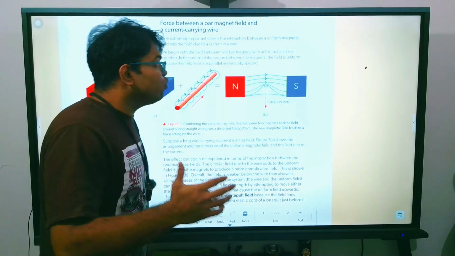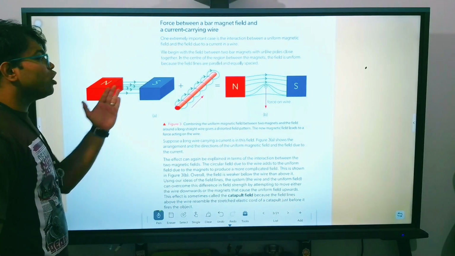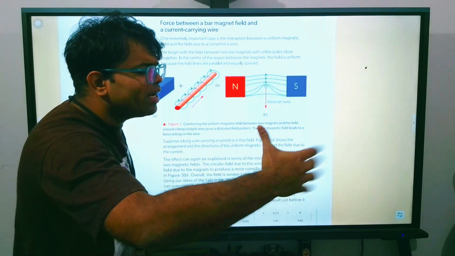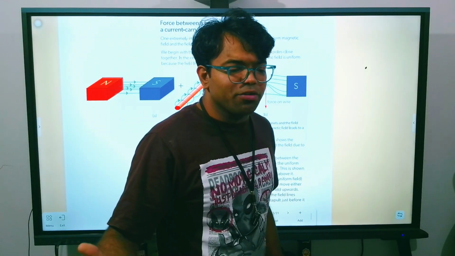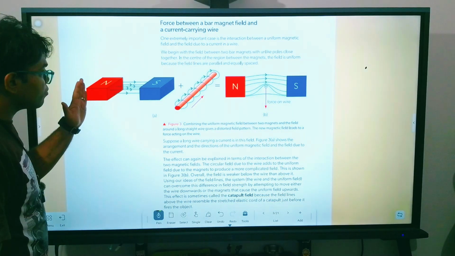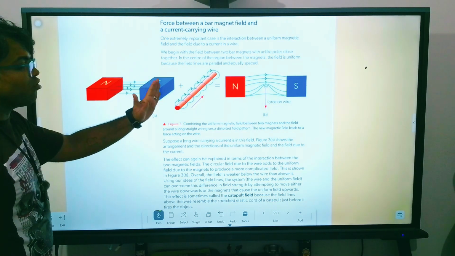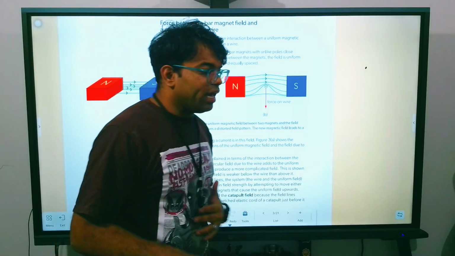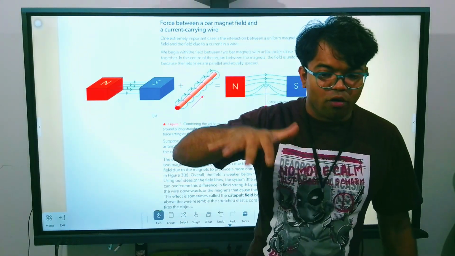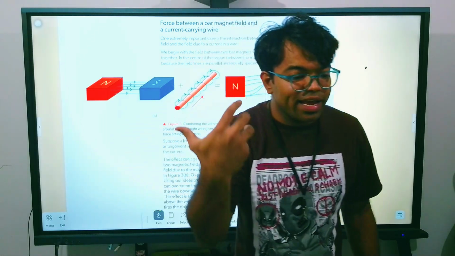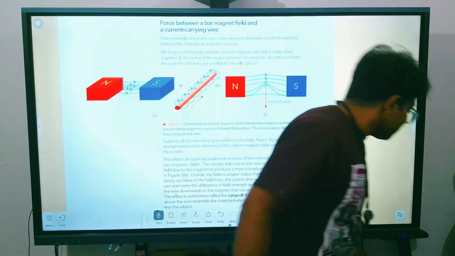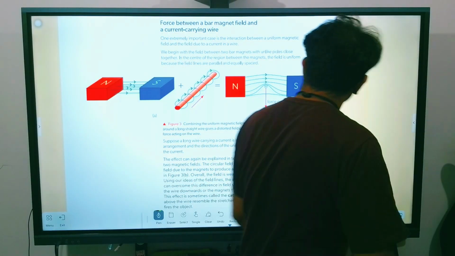Okay, so if you have field lines, look at this, a north pole and a south pole, all the field lines will have the same magnitude. If you place a north pole and a south pole next to each other, then between the space of the north pole and the south pole, you will have field lines appear.